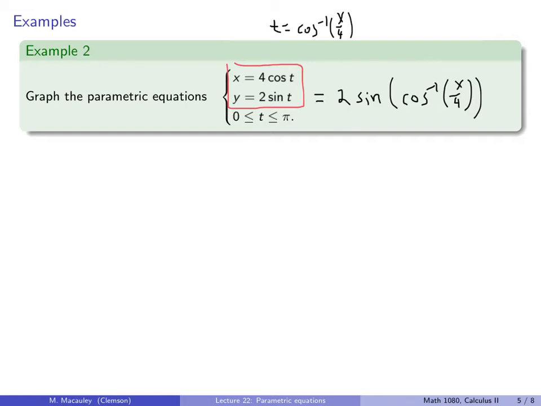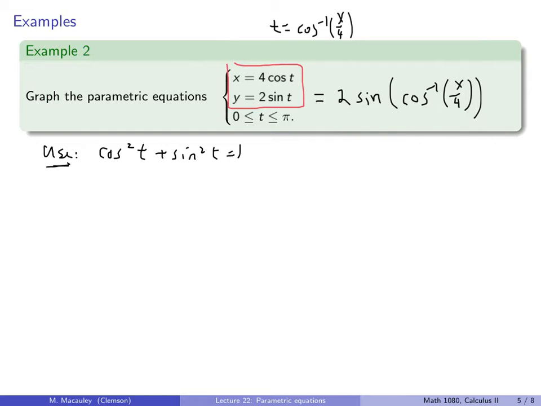Instead, for most of these problems, ones where you cannot just solve for t and plug it back in like the previous one, you're going to use the identity. So we're going to use the identity cosine squared of t plus sine squared of t equals 1. So we're going to use this. How do we use it?